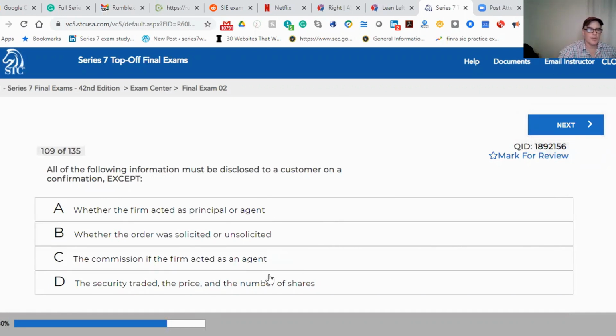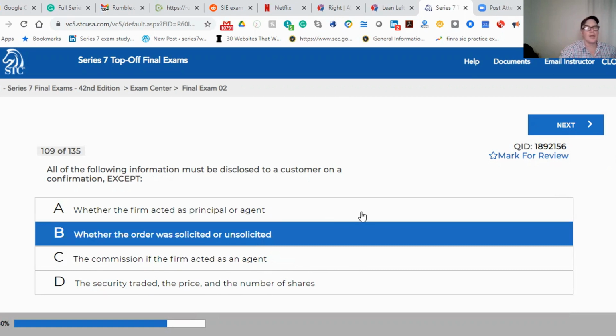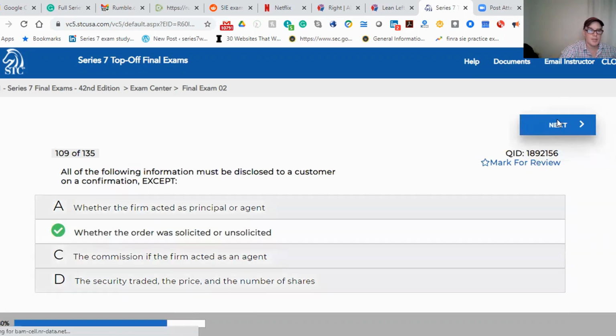So we have to do agent, we have to do A, active principal or agent. We have to do the commission if it's an agent, yes. We have to do security traded, the price and number of shares, obviously. Whether it's solicited or unsolicited, that would be on the trade ticket.